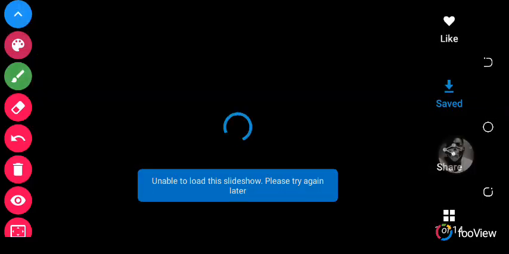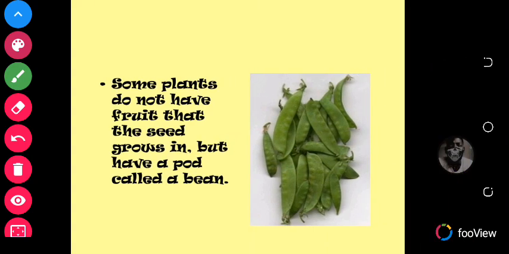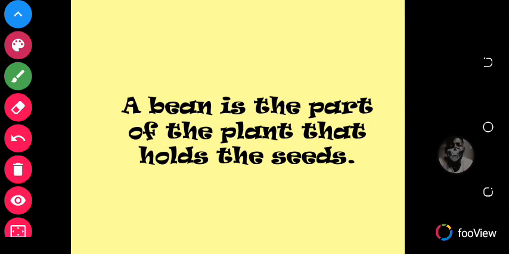So let's take an example of the life cycle of a bean plant, and this is what happens. Some plants do not have fruits that the seed goes in, but they have a pod called a bean. So a bean plant has a pod in which the seeds are, and when the pod breaks open, the seeds come out, and when the seeds fall on the soil, they start growing. A bean pod is a part of the plant that holds the seed.